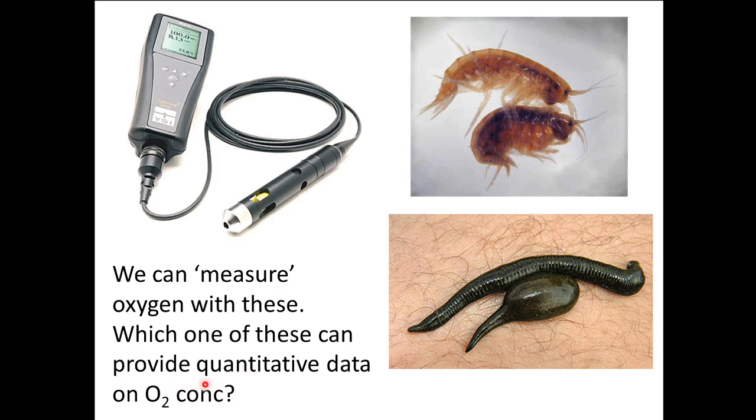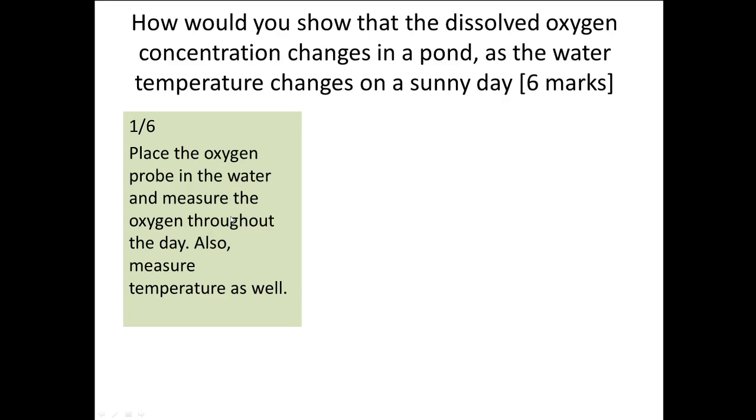But if I wanted a quantitative measure, then I need to use a meter with a probe, because these just give me qualitative data. They just tell me yes or no, or a lot and less. They give me word measures. I can't look at these and say the oxygen concentration is 38.5, whereas this thing can. Make sense? Good. So abiotic factors are really easy to measure because you just stick something in.